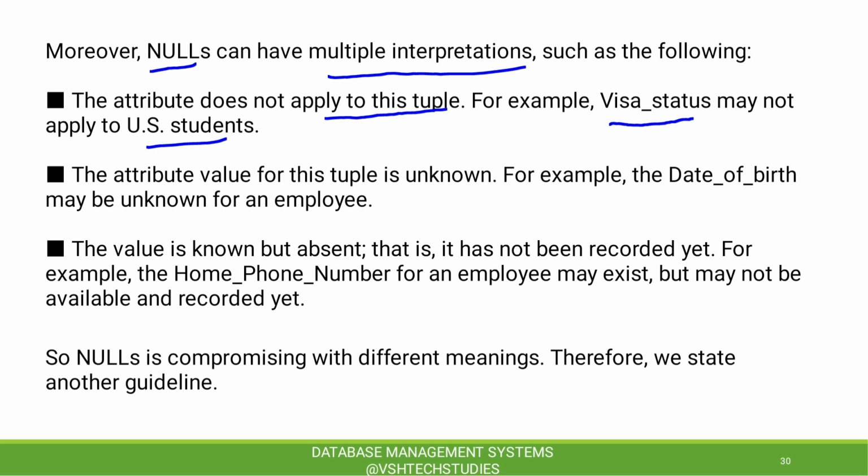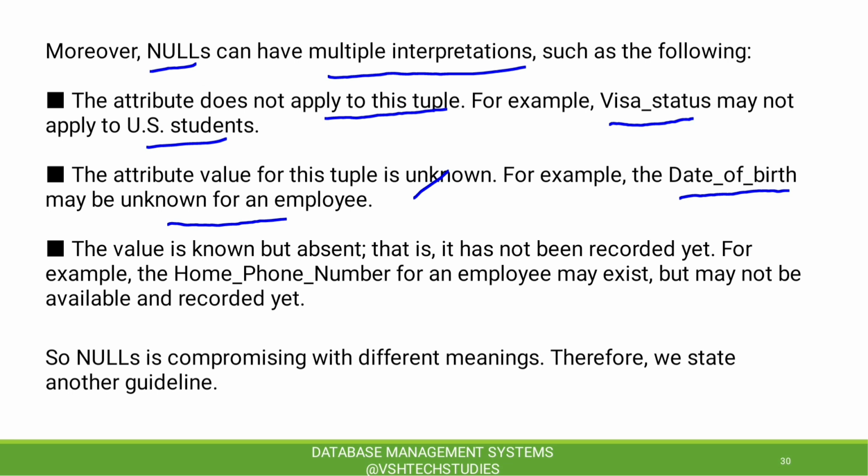Hence this attribute doesn't apply to US students. So when it is not applicable, we will be entering null, and that null indicates this is not applicable. That is the first one. Second one, a null value is entered when the information is not known. For example, the date of birth attribute is there.